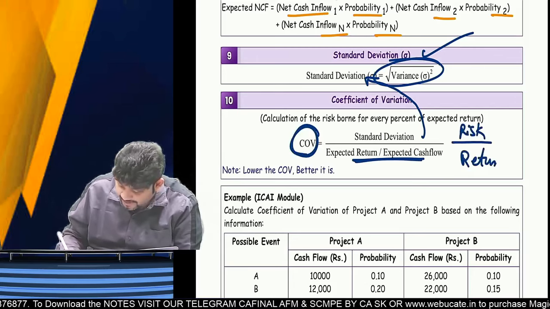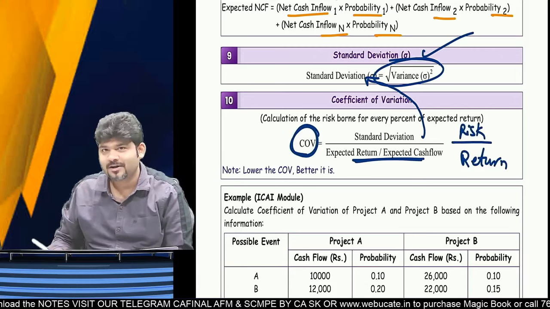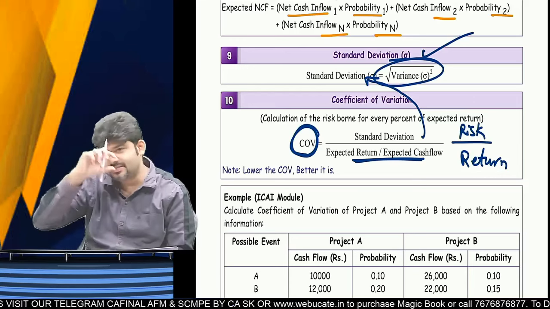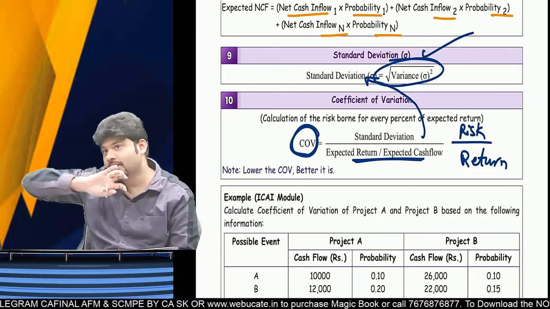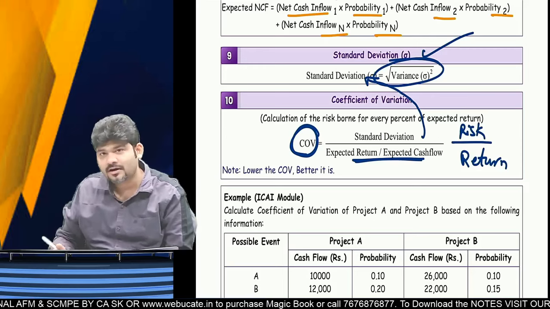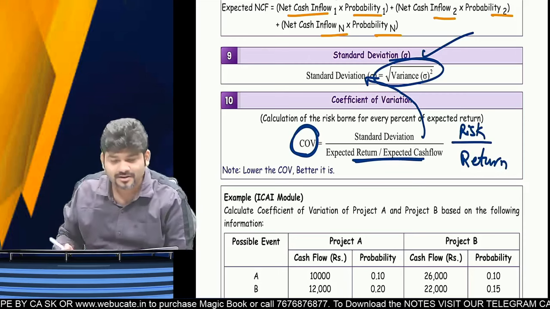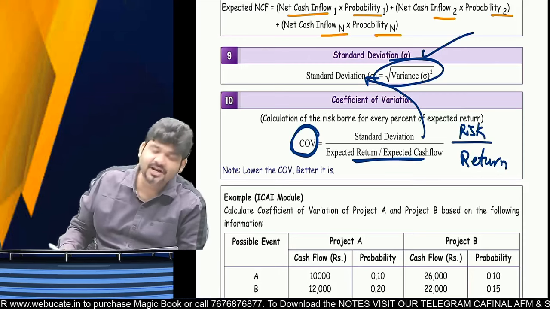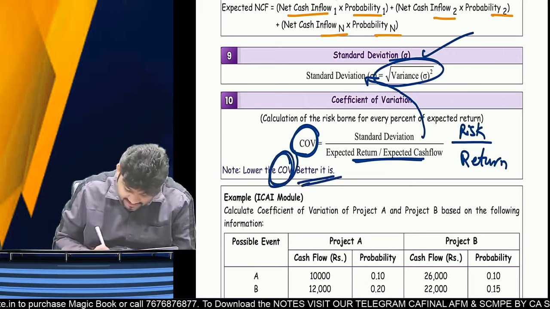So this coefficient of variation is basically the risk-return format. Do you remember in portfolio management, I used to teach you the Markowitz efficient frontier domination theory? Same return, lowest risk dominates. Same risk, highest return dominates. But if risk and return are varying amongst various shares, then you will decide based on COV, risk per return. What is the risk here? Standard deviation. What is the return here? Expected return or expected cash flows, as the case may be. And the lower the COV, the better it is.